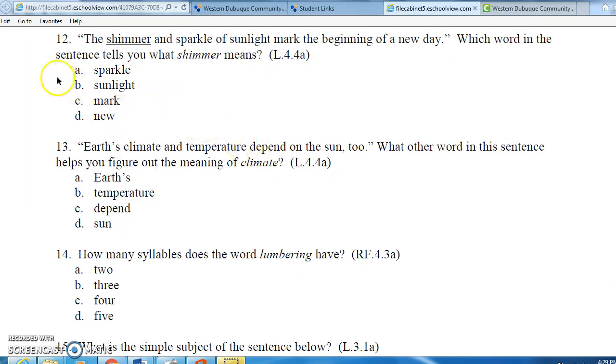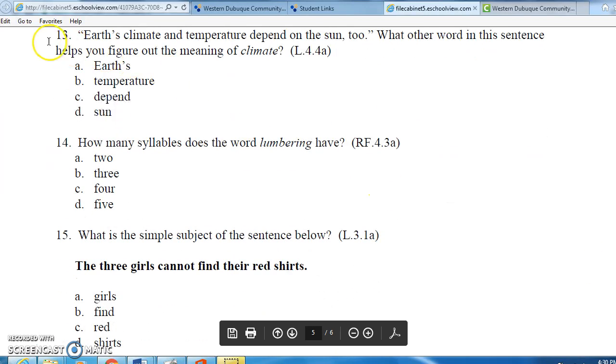Number 12, we're beginning our vocabulary section. The shimmer and sparkle of sunlight mark the beginning of a new day. Which word in the sentence tells you what shimmer means? A, sparkle, B, sunlight, C, mark, or D, new. Pause the video to complete your answer.